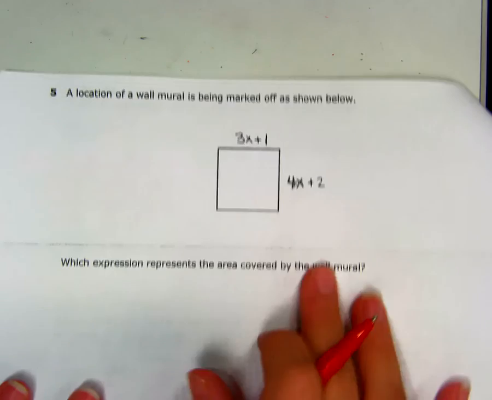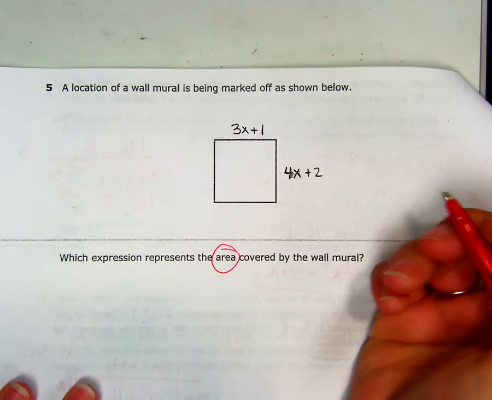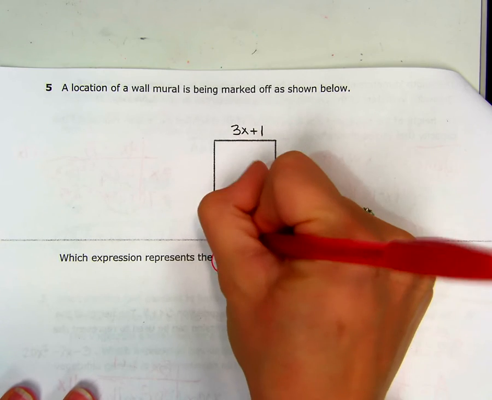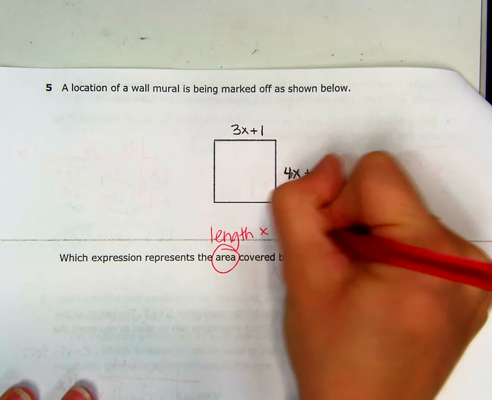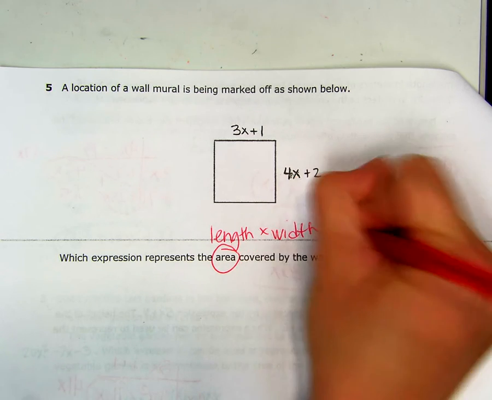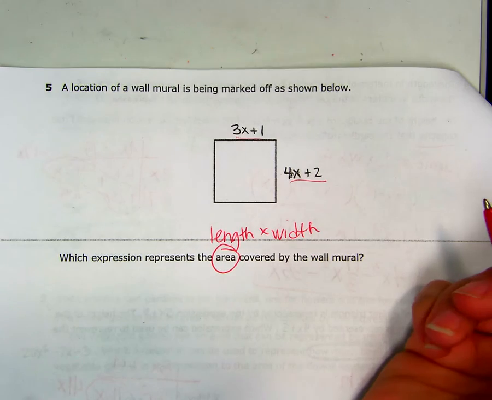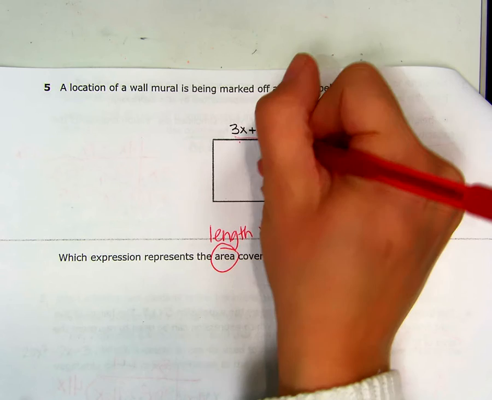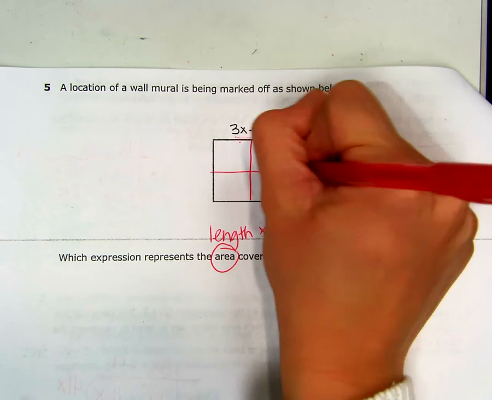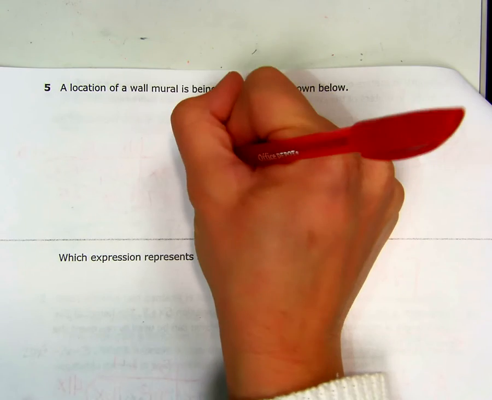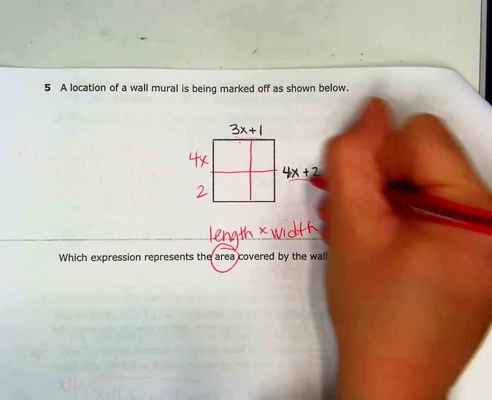Number 5 is another area question. You're going to see lots of those on this test. Remember, area is length times width. So I need to multiply my two expressions. Let's just use the box they already made for us. I'm going to write 4x and 2 over here instead of over there.